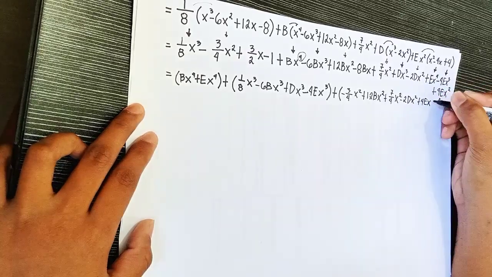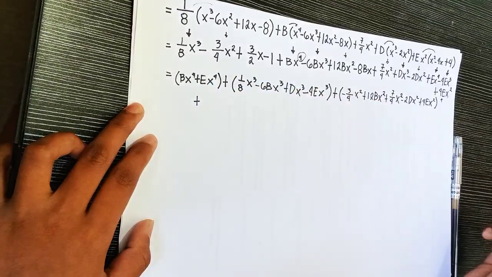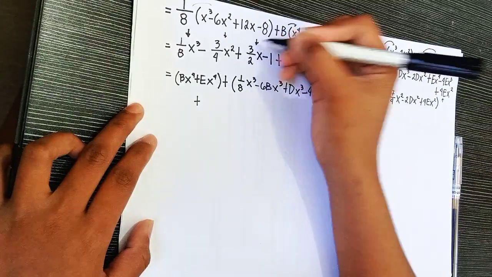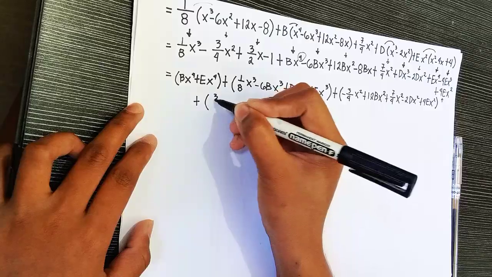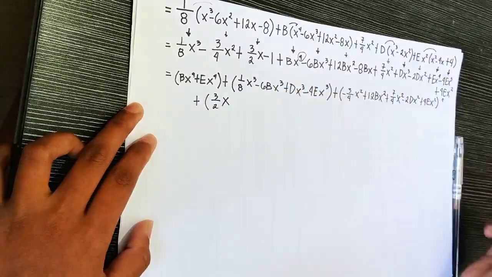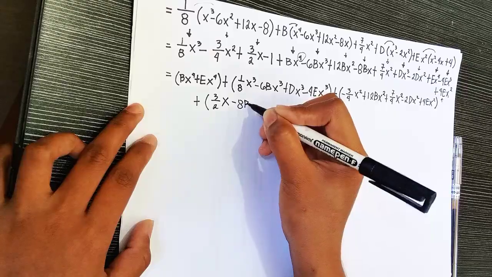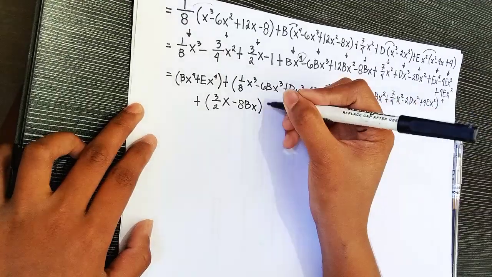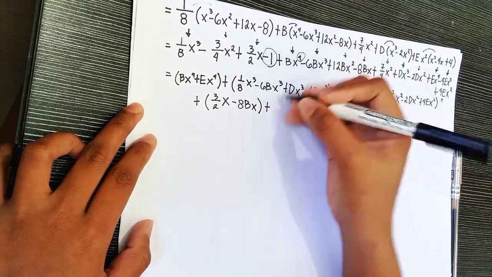4e x squared plus lahat naman ng may mga degree of 1 or yung may variable lang na x. So we have 3/2 x minus 8bx. So, yun lang. Plus, yung constant natin which is negative 1.